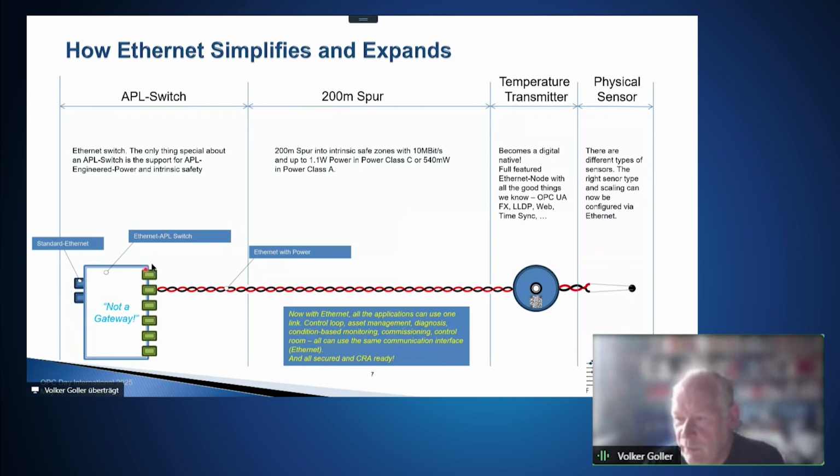And the remote I/O goes away. We have just a switch. Well, it has to be a specific switch because now we do intrinsic safety. It has to support the properties of an intrinsic safety connection. But other than that, it is a switch. It's not a gateway. Your controller doesn't talk with a remote I/O, and the remote I/O talk with a temperature transmitter. No. You talk directly to your measurement point and have all the beauty of Ethernet to the edge.